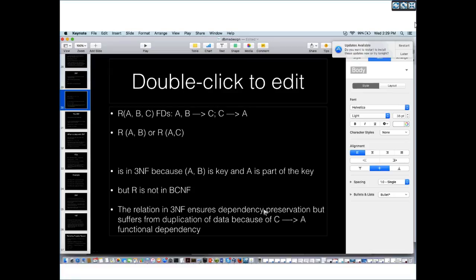So we stop at 3NF. There is some duplication that we suffer because of the dependency C to A. This should make things very clear to you, in terms of how to look at these functional dependencies and how to look at 1NF, 2NF, 3NF and BCNF, given functional dependencies. Okay? Right?